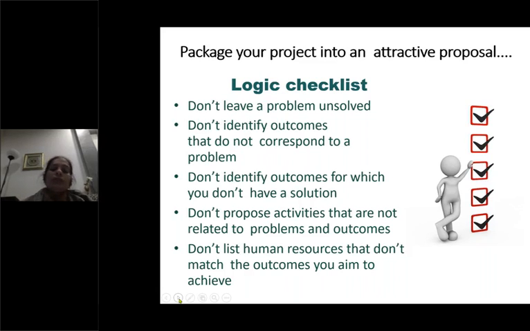So don't list human resources that don't match the outcome you aim to achieve. Listing human resources means, when you are working on a project, you have a lot of resources given to you by the university, but these are tacit resources. Until and unless asked by the funding agency, you don't need to write them in the project. Next, please.